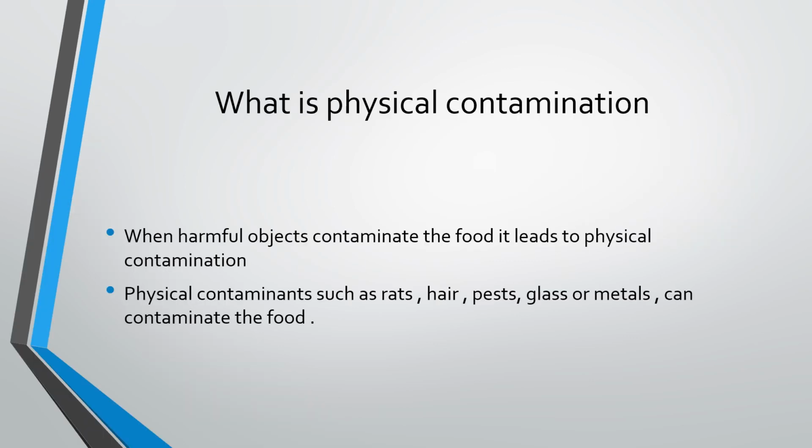Well, starting with what is physical contamination. As I told in the introduction, there are three types of contamination. Physical contamination is when harmful objects contaminate the food. For example, the physical objects which are usually considered as contaminants, like hair, rats, pests, glass, metals, or plastic wrappers, etc. So when you are consuming any food, and if these kinds of physical objects are present in the food which cannot be consumed, they are usually considered as physical hazards or physical contaminants.